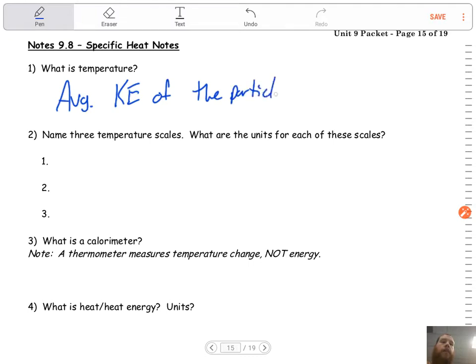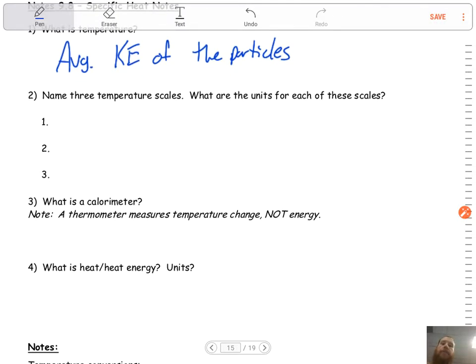So it's how much they're moving. That's really what temperature is. The faster something is, the higher the temperature is going to be. There are 3 temperature scales. This should be pretty easy for you. You should be able to fill this out without me even helping you.